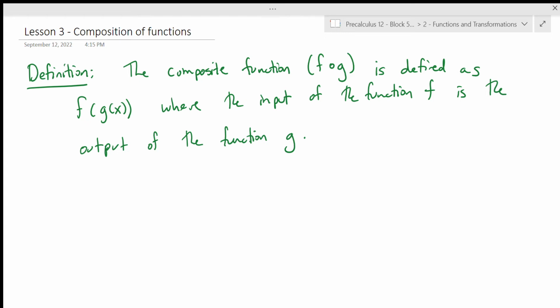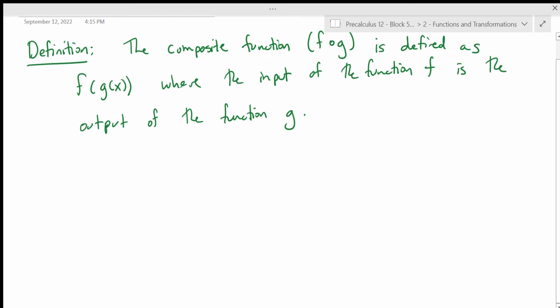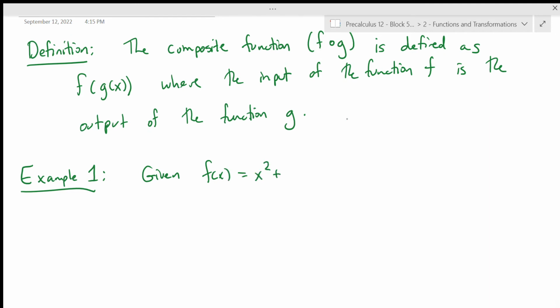So, this can be a bit abstract when we're looking at it just as a general definition. Let's look at a few examples so we can see what that means when we're talking about actual functions. So, first example. Okay, let's take f of x equal x squared plus 1 and g of x equal 3x plus 1.